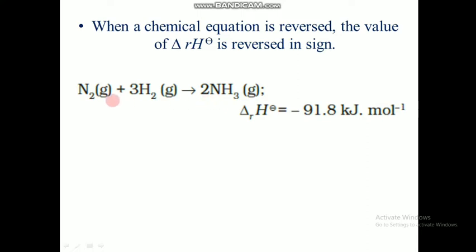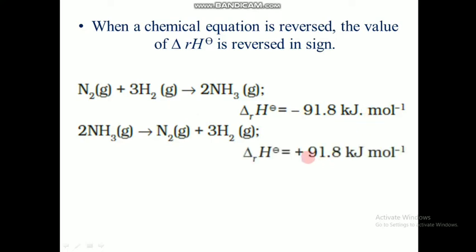And if we reverse this equation, or if we write the decomposition reaction of NH3, so NH3 giving N2 plus 3H2, it's just the opposite. If we reverse the equation, the energy difference will be the same, but the only change is that the sign will change. The sign of the enthalpy will change to its opposite.